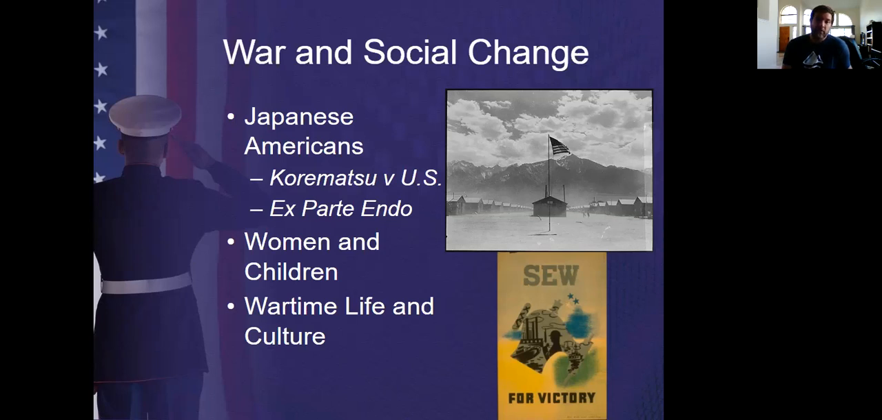War also brought social change for women as well as for children. Women's participation in the workforce increased by 60%. In fact, they comprised over a third of the total workforce. But at the same time, one of the reasons that made them attractive to employers was their lower wages. Furthermore, they were not subject to the draft.